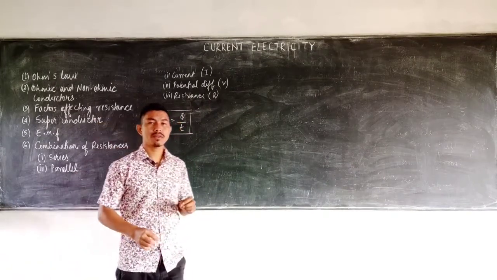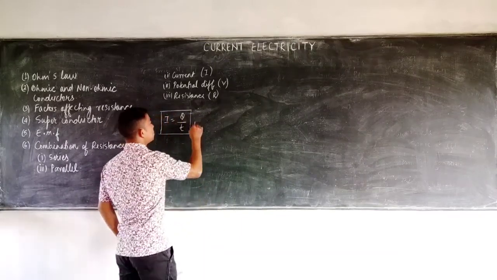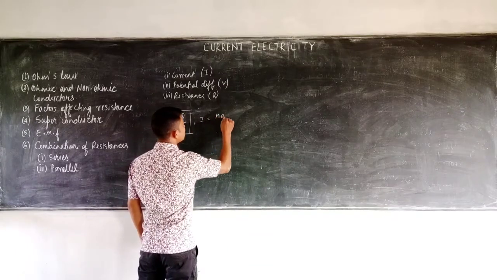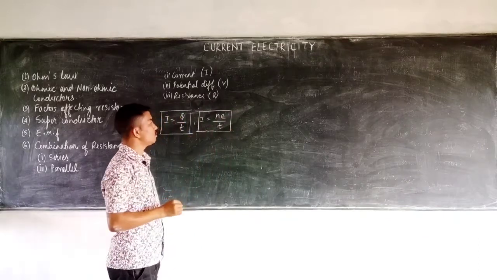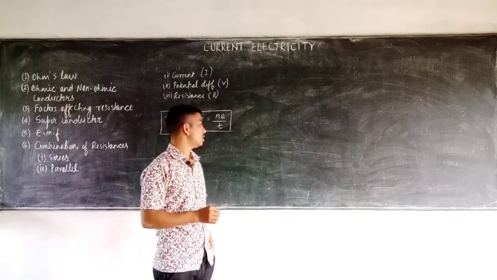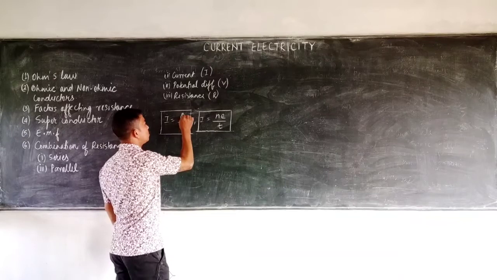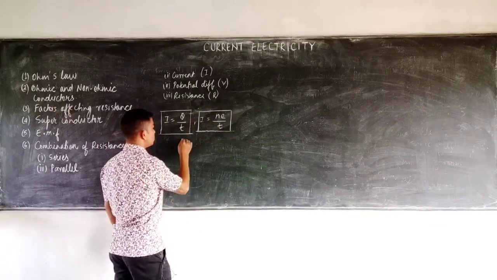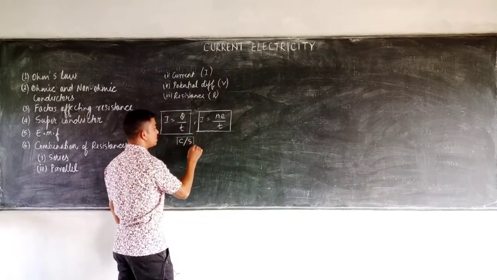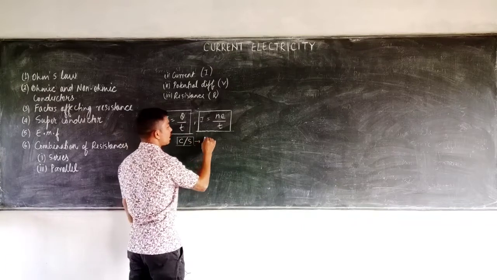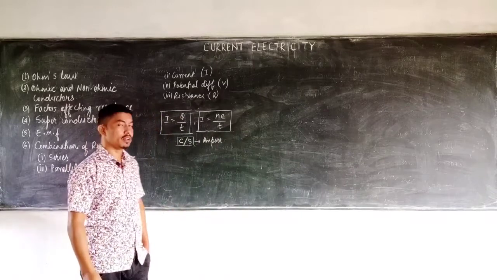If n number of electrons are flowing and if e is the electronic charge, the same expression can also be written in the form I is equal to n e divided by t, where n is the number of electrons flowing through the cross section of a wire and e is the electronic charge. Now coming to the unit of current, we already know that the unit of charge is coulomb and the SI unit of time is second. So coulomb per second is the SI unit of current, which is also known as ampere. So ampere is the SI unit of current.